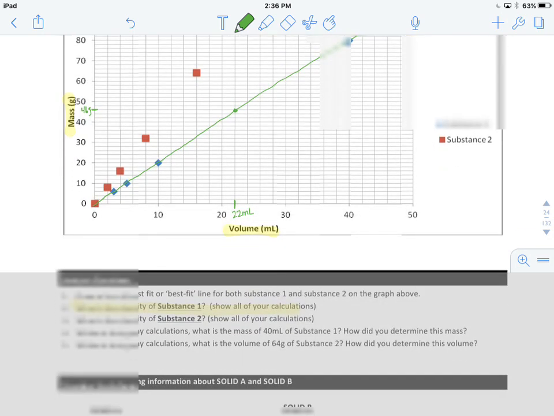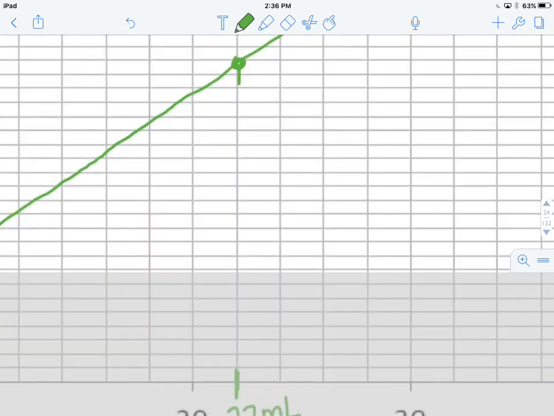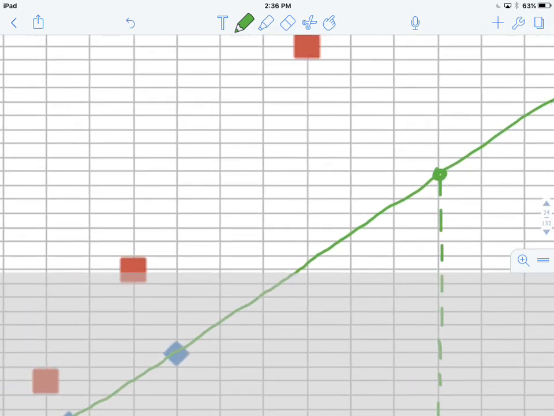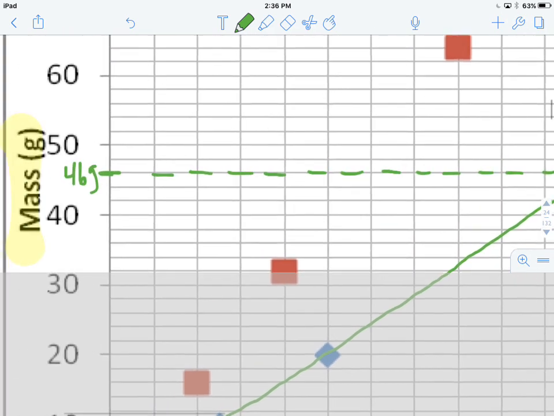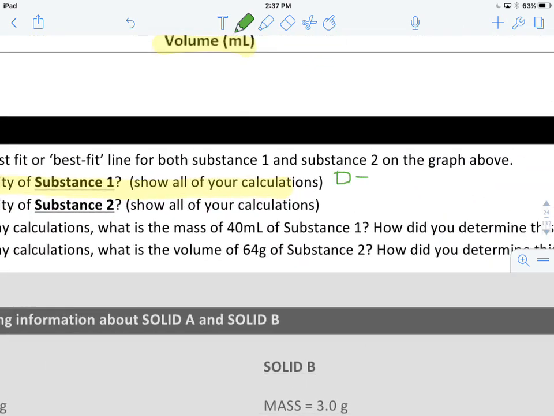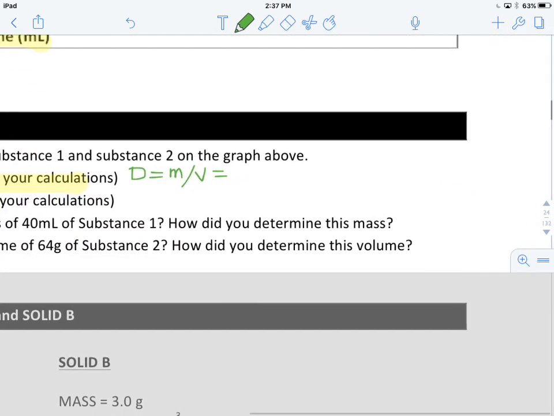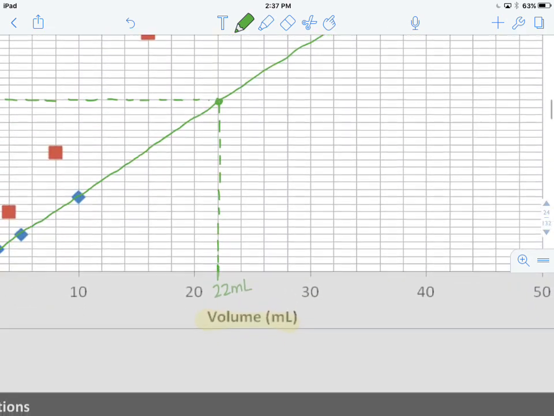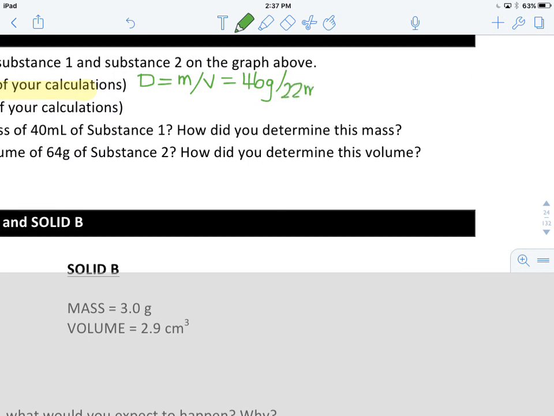And so what we can do is, if we want to show our work, we do a dashed line using a ruler, which is very hard to do on the iPad. And then we do a dashed line like this using a ruler. And you go over and you say, okay, if I show my work, I know that density is equal to mass over volume. So for the point that I've just picked, the mass was 46 grams and the volume was 22 milliliters.